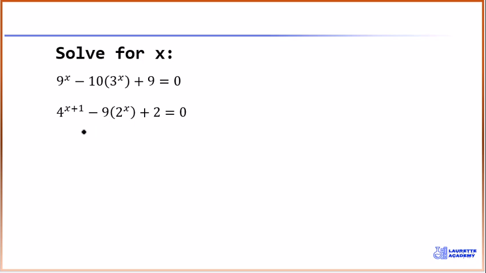In this set of problems, we have two equations to solve. 9 raised to the power x minus 10 times 3 raised to the power x plus 9 equals 0. And 4 raised to the power x plus 1 minus 9 times 2 raised to the power x plus 2 equals 0. So let's begin with the first one.